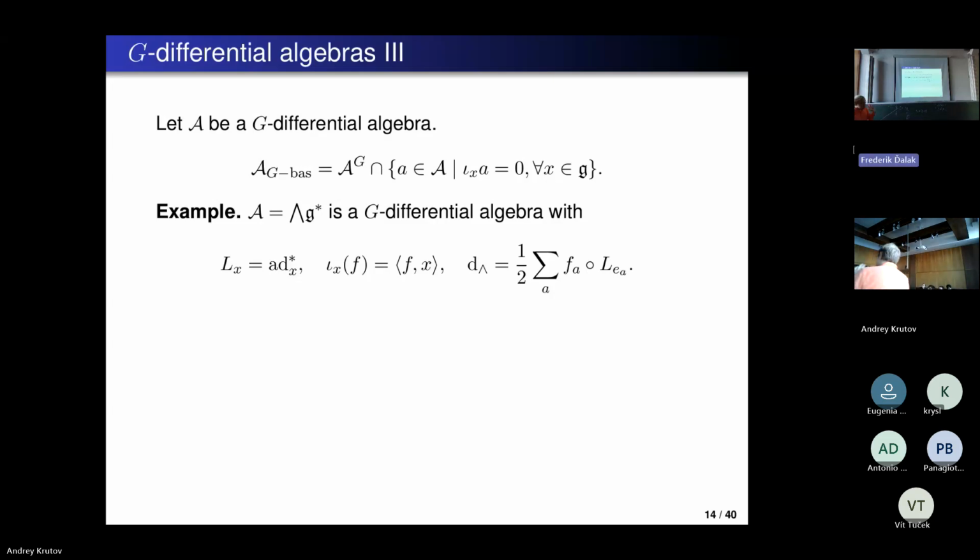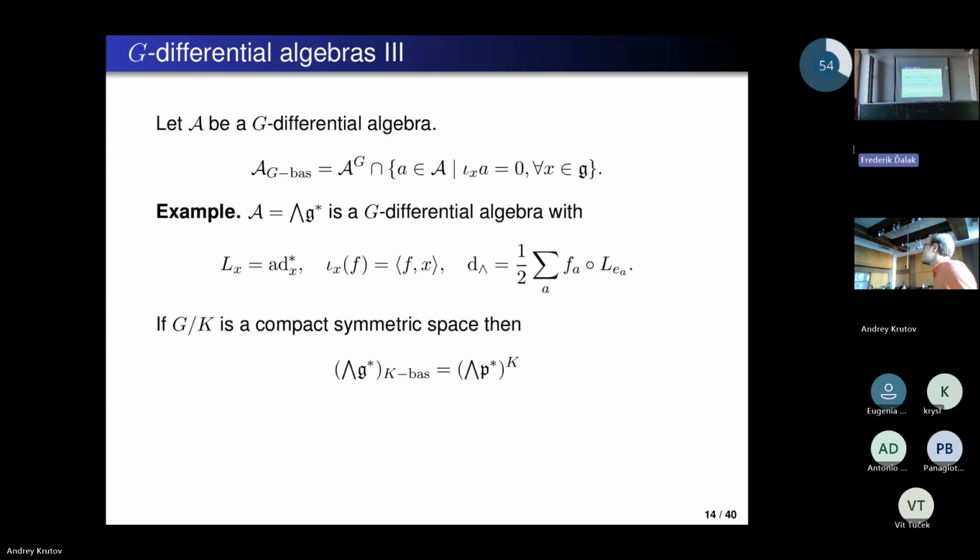Another example, very algebraic here, is the exterior algebra with the structure map. So you have a coadjoint action for Lie derivatives, contractions are defined as you expect by evaluation, and the differential is given by the closure form. So it's the differential of the Lie algebra homology with trivial coefficients. And for complex symmetric spaces, we have this isomorphism.